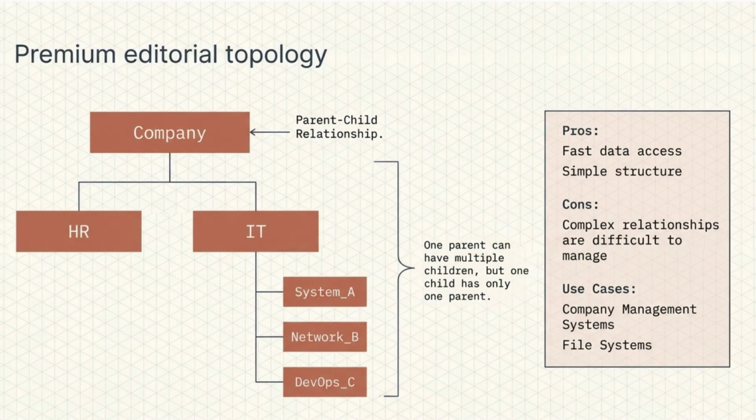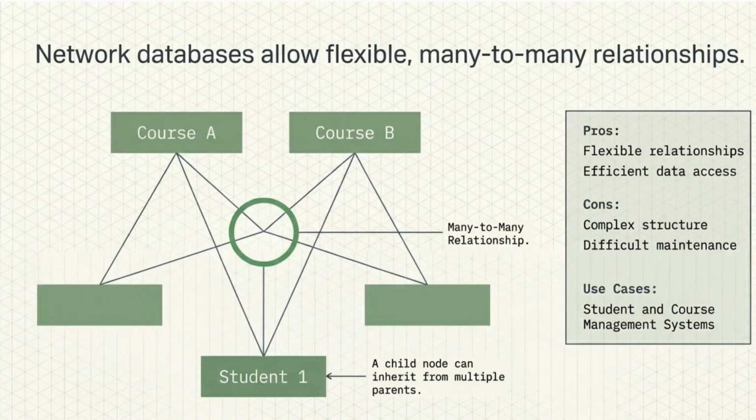But moving from the hierarchical to the network model brings a pretty crucial shift. While the hierarchical model forces that strict one-parent rule, which, by the way, is actually perfect for things like a company management system or your computer's own file system, the network database totally breaks that open. Now, a child can have multiple parents, creating what we call a many-to-many relationship. A classic example of this is a student and course management system. One student is connected to many courses, and one course is connected to many students. So it becomes this highly complex web of data.